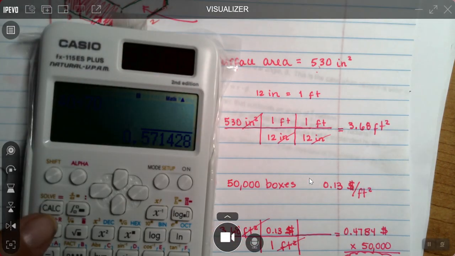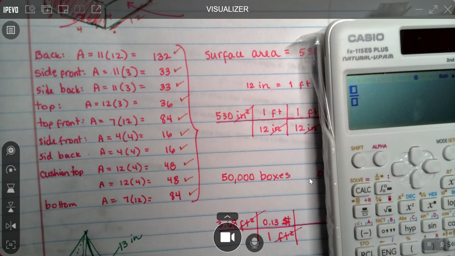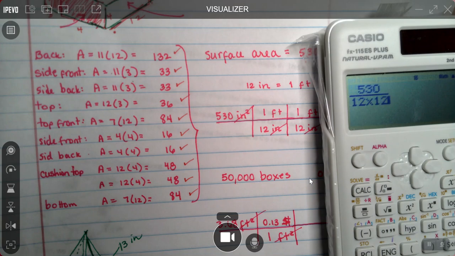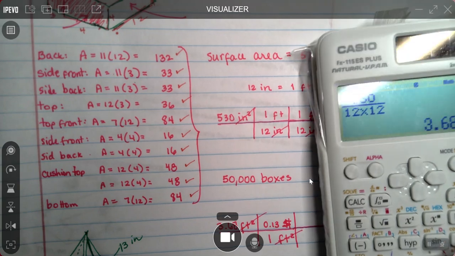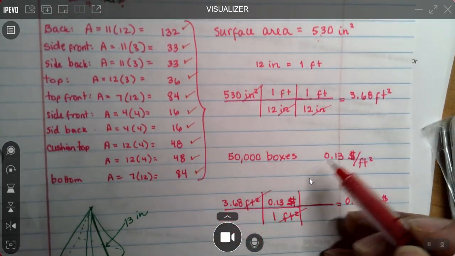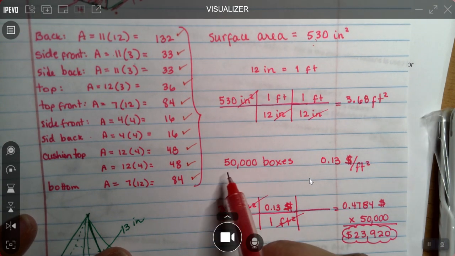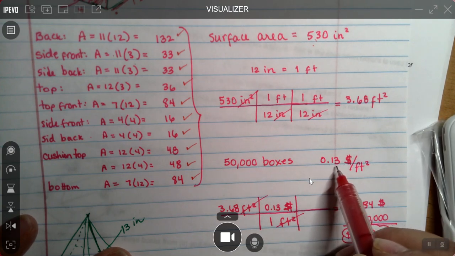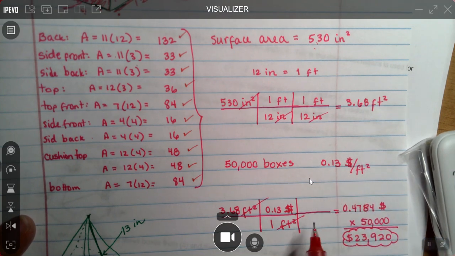And in the calculator, you do 530. All right, use the fraction key. 530 divided by 12 times 12. So you gotta make sure both your 12s are in the denominator. And that's how I got 3.68 square feet.